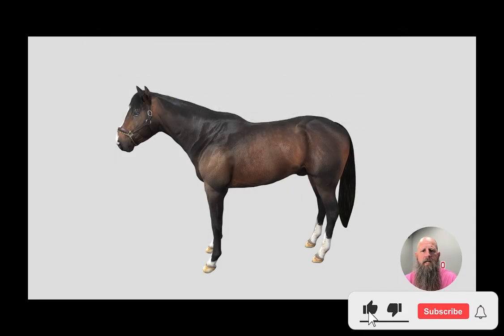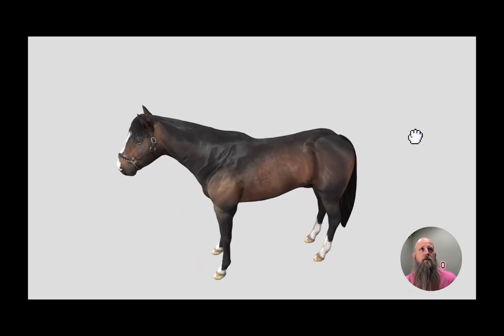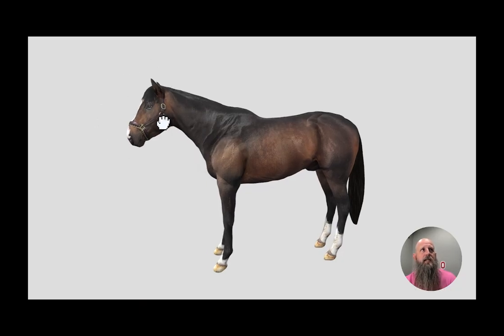All right, let's go ahead and take a look at the anatomy of a horse. And we're going to do so using this 3D model of a horse here, which is on Sketchfab. Link is in the description. All right, so if we look at the horse here, we're going to start up here at the head.